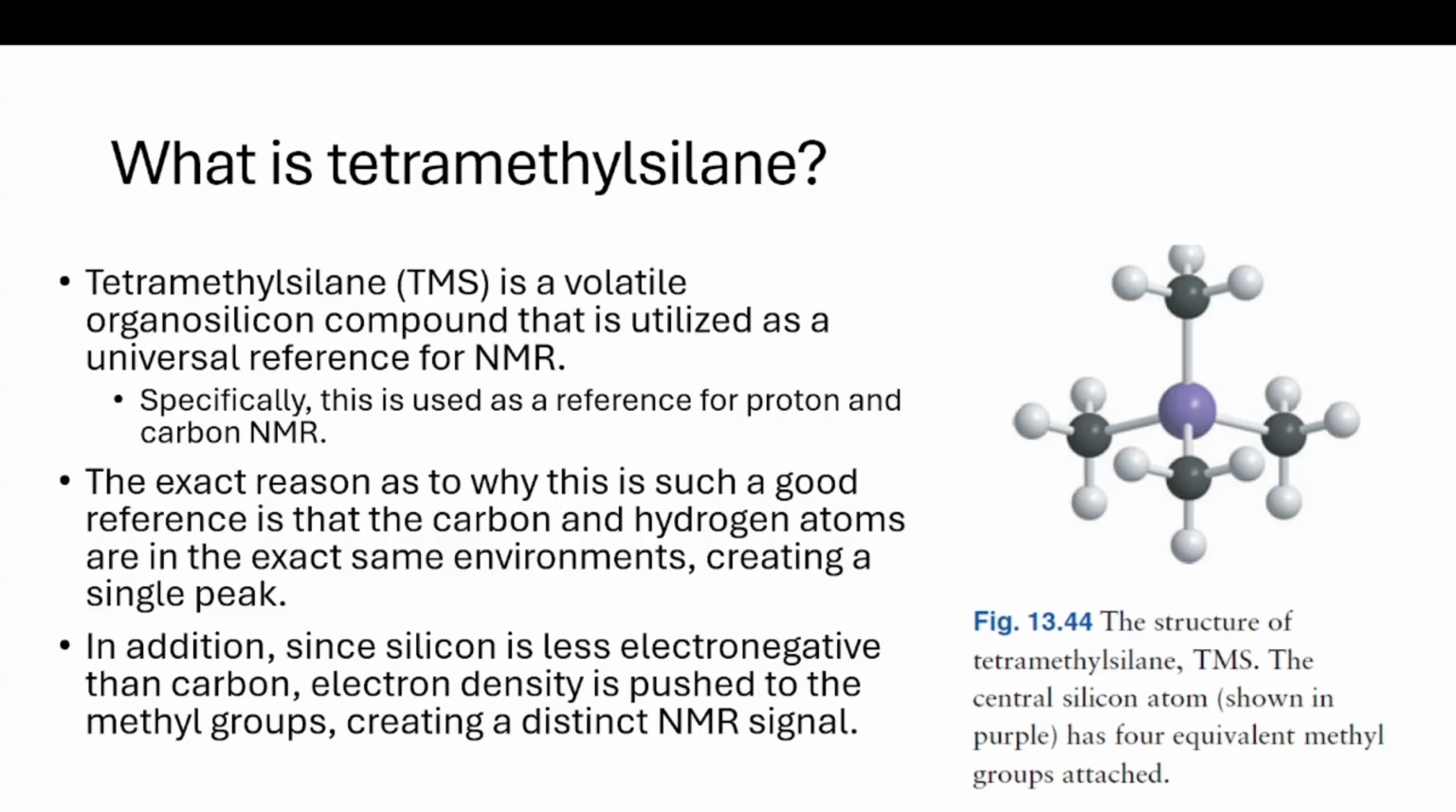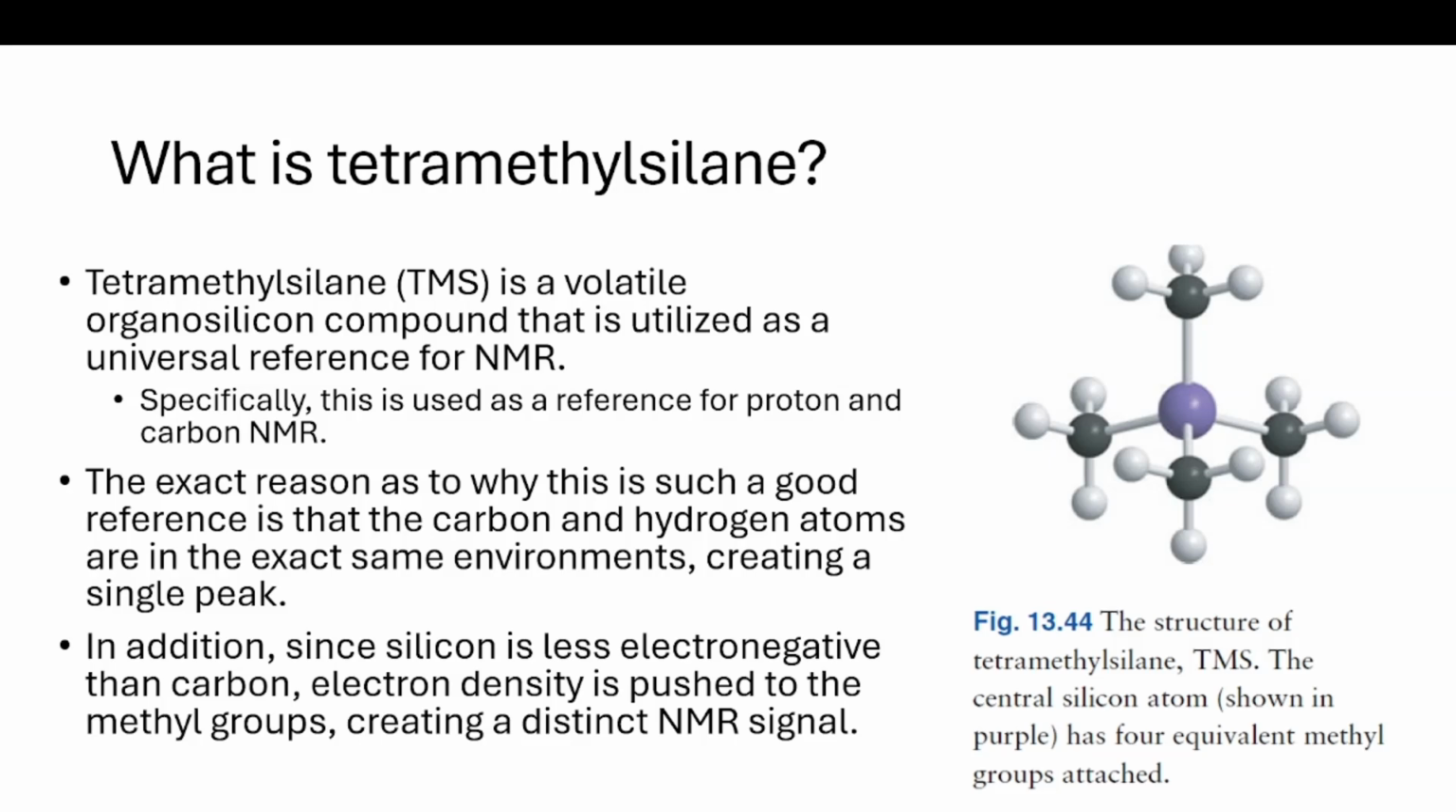Now, this is going to be a pretty important reference compound known as tetramethylsilane. Essentially, tetramethylsilane is a volatile compound made of carbon, hydrogen, and silicon that is utilized as a reference for both proton, which is hydrogen-1, and carbon-13 NMR.